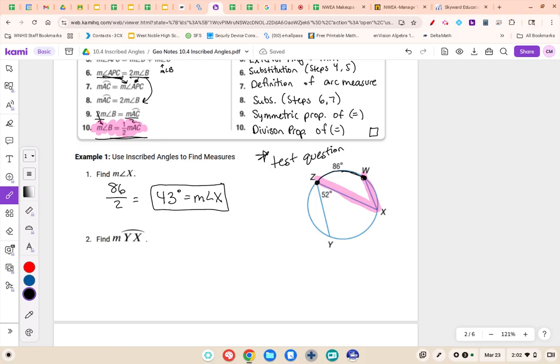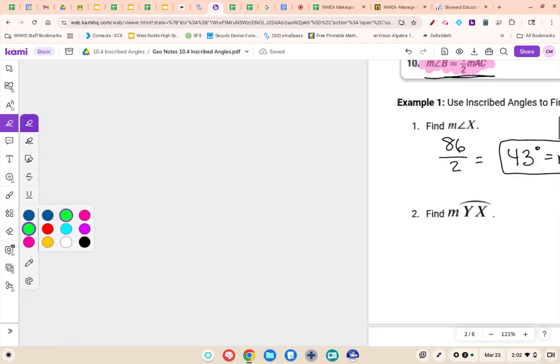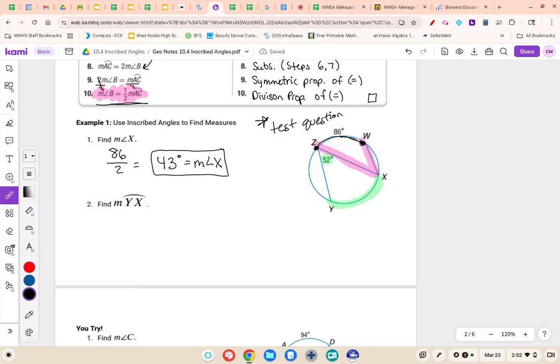The next one, we are trying to find our intercepted arc. So notice I'm trying to find YX. My intercepted arc is double the measure of my inscribed angle. So I just multiply that by 2. And I get 105 for the measure of my arc.